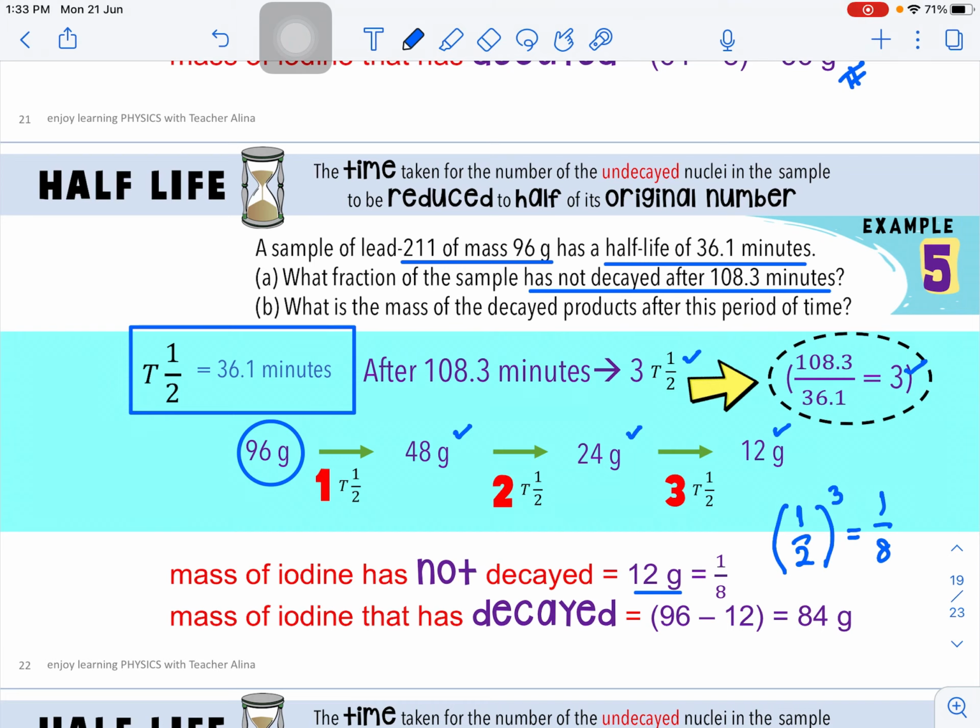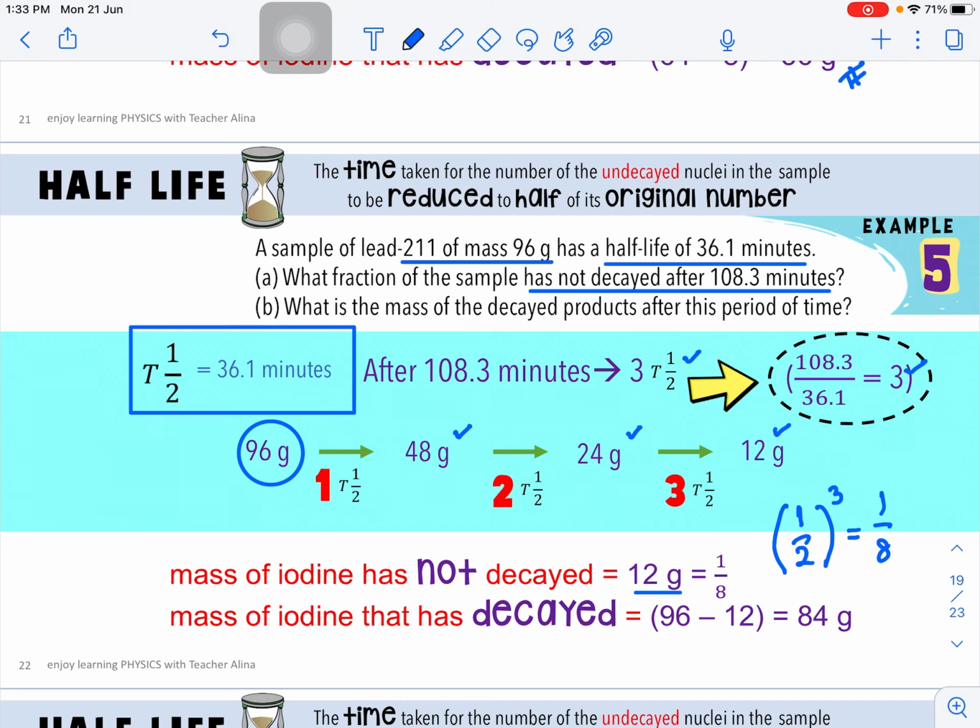Okay. What is the mass of the decayed products after this period? The mass that has decayed is the initial mass, 96, minus the mass that has not decayed, 12, so we get 84 gram. That is the mass that has decayed.